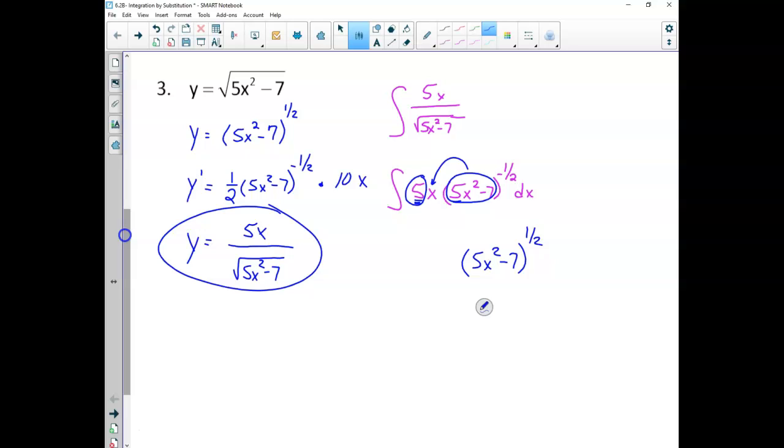And then you're like, okay, what we're going to do here is really focus on this little bugger. And we're saying this is going to be what y equals. So let me work it backwards. And then I'm going to have 1/2 times 5x squared minus 7 to the negative 1/2, and then that's going to be times a 10x. And I'm like, oh okay, that's where that little bugger's coming from. So I got that half, and that 2 is going to cancel out the 10.